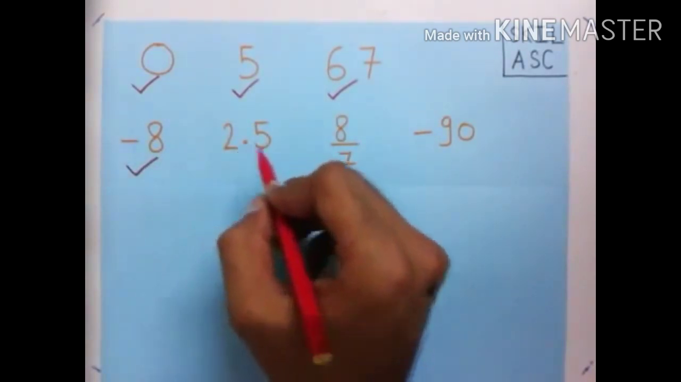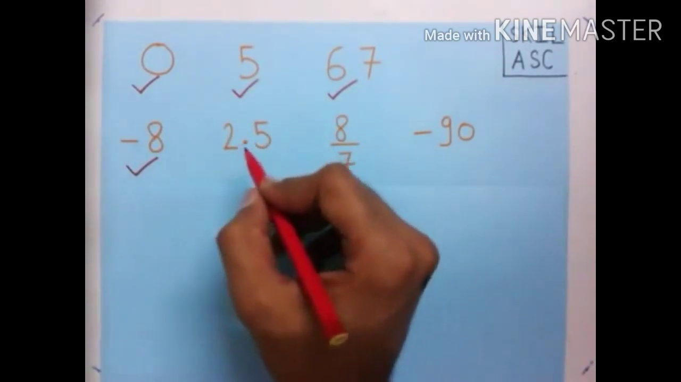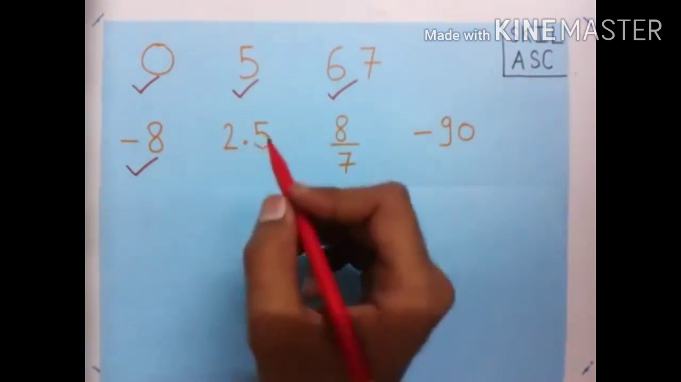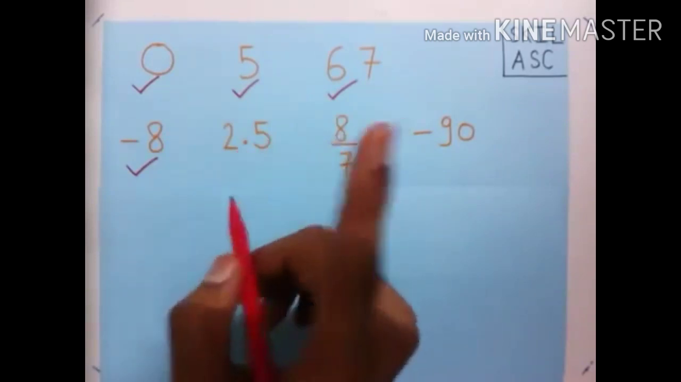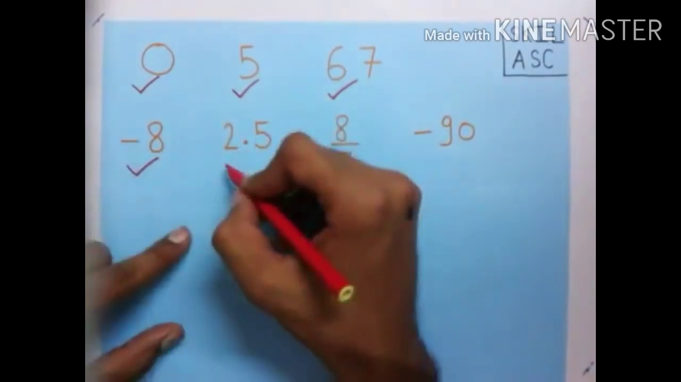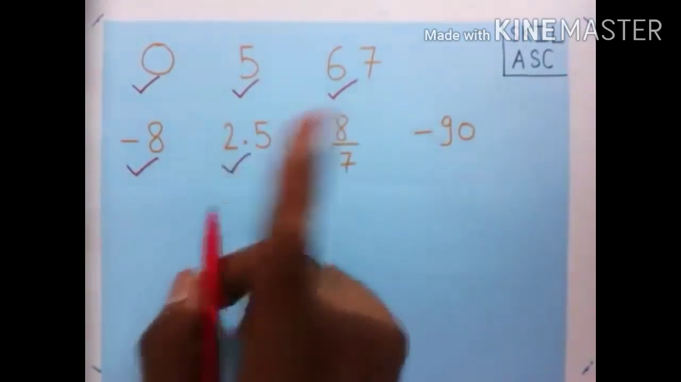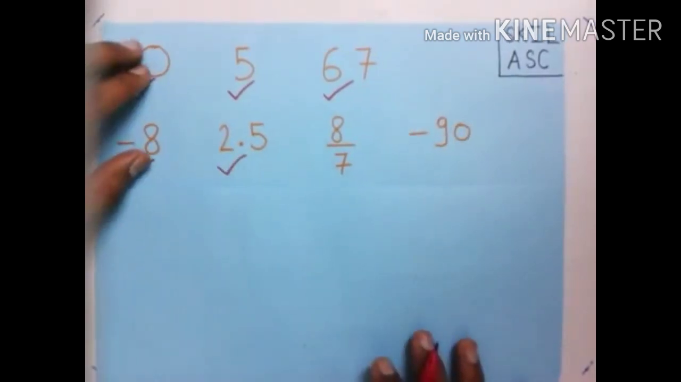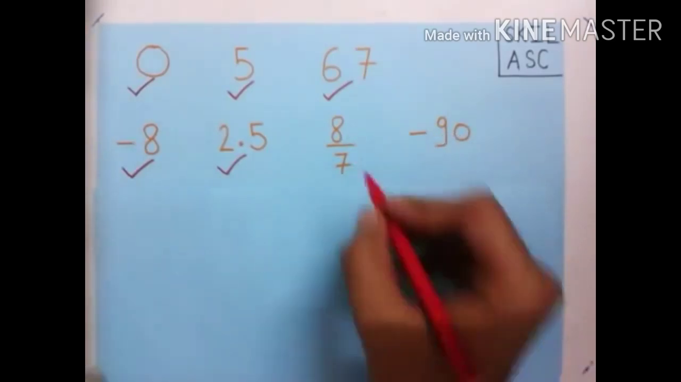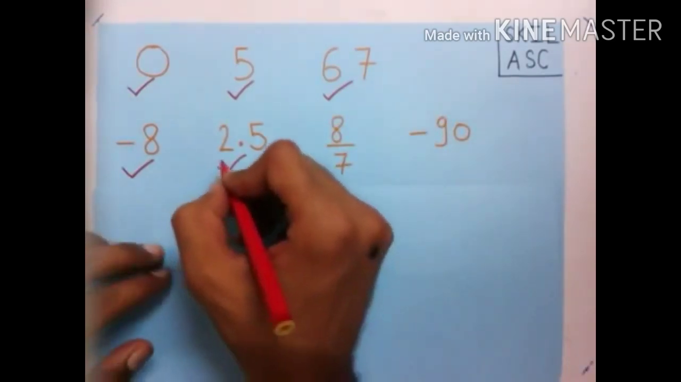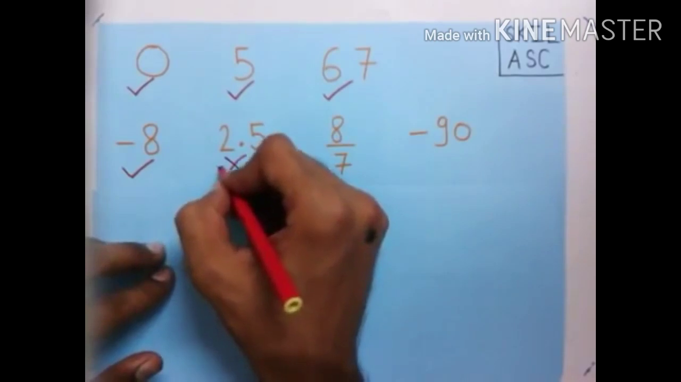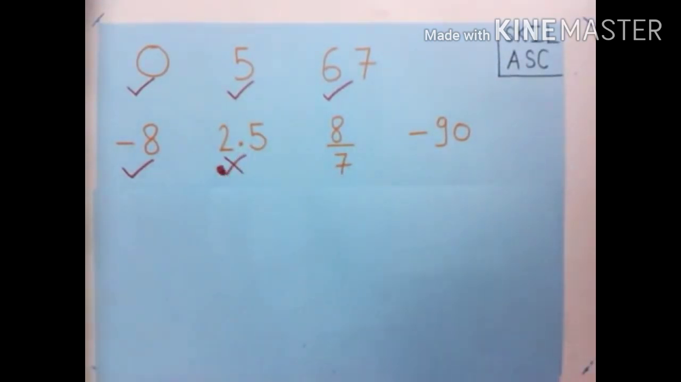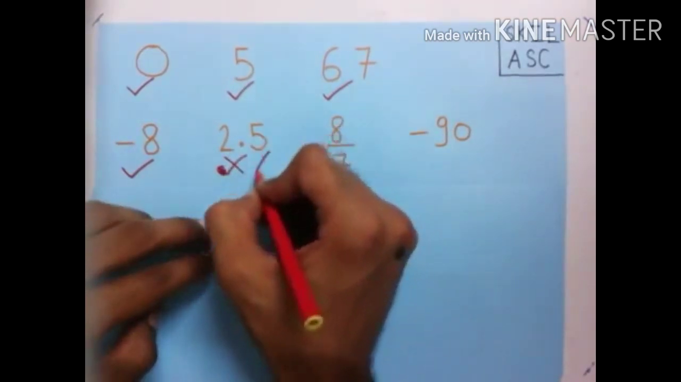Now you see 2.5. You can see that there is a point in this number, and numbers with a point are not integers. So this is not an integer. You must remember this. Oh, sorry, I have crossed it. This is not an integer.